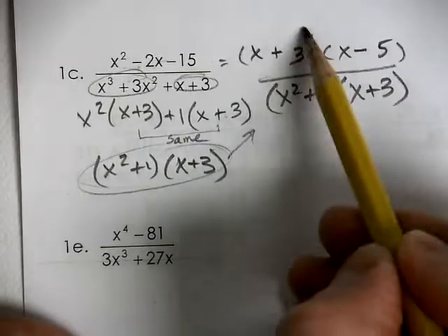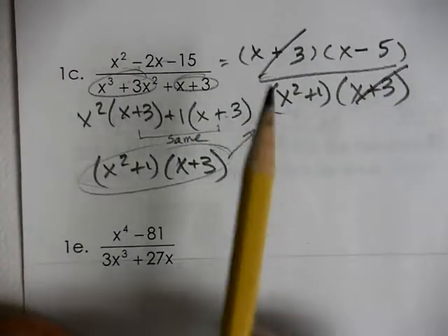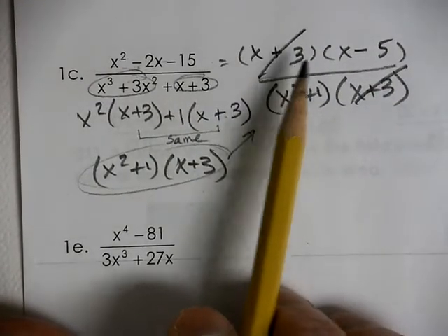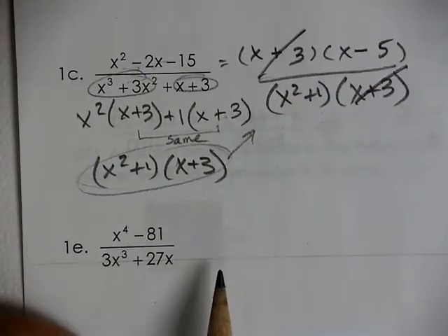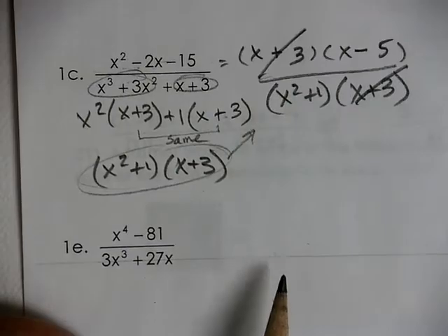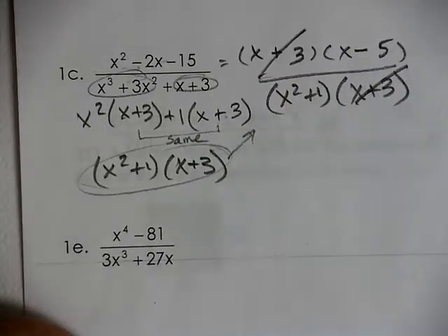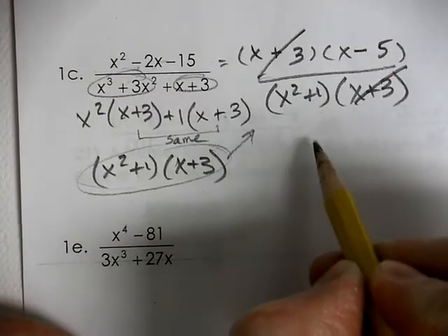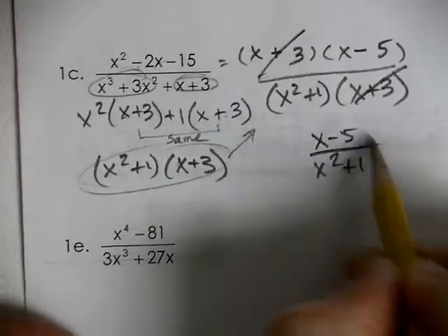Now we can cross off our common factors. Notice that the x plus 3, the entire x plus 3, is multiplying the x minus 5. So those are multiplication. Same thing at the bottom. So that's why we're crossing off multiples. We're not crossing off things held together by addition or subtraction. So our final answer is x minus 5, x squared plus 1.